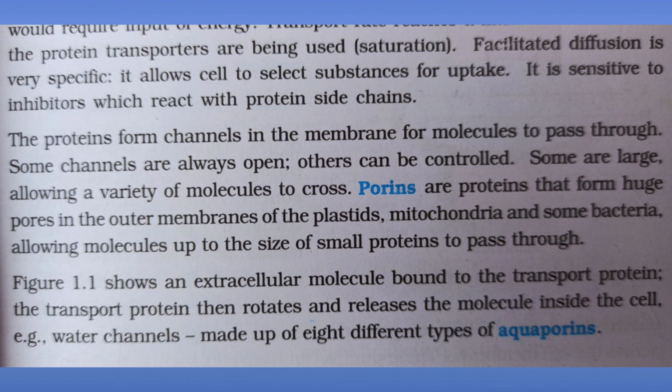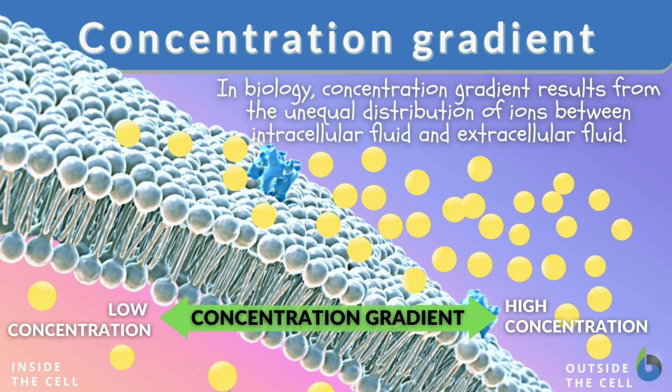And also we will observe aquaporins. These are made up of 8 different types of channels, water channels. These water channels maintain the transport of substances through molecules inside the cell. Concentration gradient is the distribution of ions between intracellular fluid and extracellular fluid. This results in molecules moving from higher concentration to lower concentration through the plasma membrane.